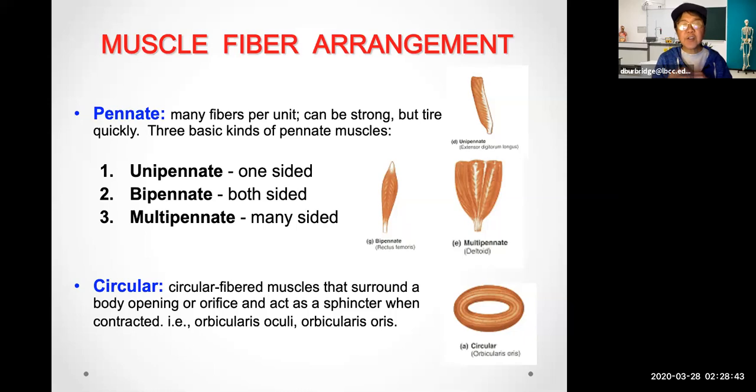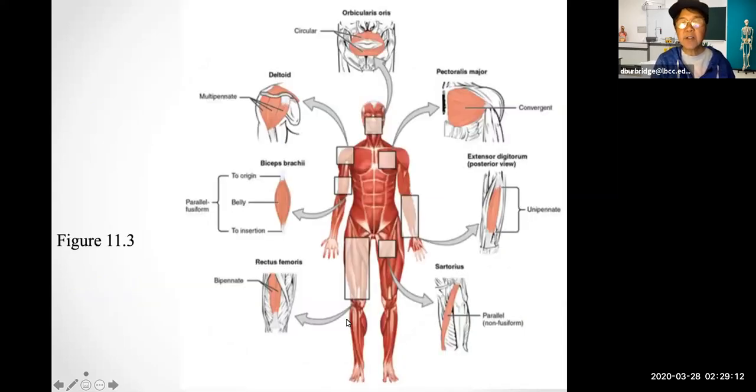And we'll talk about sphincters as we look at the muscular system, as we get into places where we have more sphincters, such as the digestive system. Because they are circular, they often have the name orbicularis. Orbicularis oculi is a circular muscle that encircles our eyes. Orbicularis oris encircles the mouth. All right, so here are some of the places where you find these various muscle fiber arrangements.